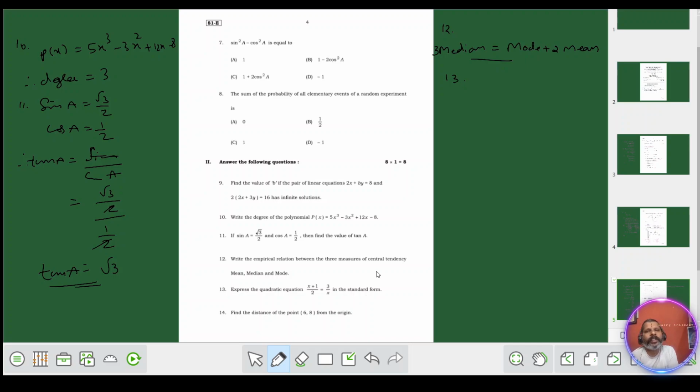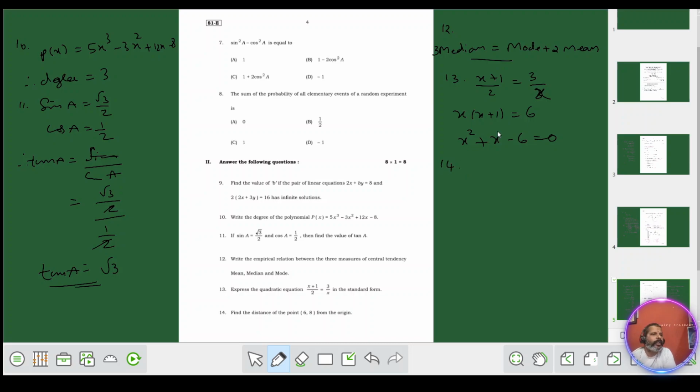Express the quadratic form in the standard form. It is also simple. Just cross multiply and rearrange. (x plus 1) by 2 equal to 3 by x. Cross multiplying, you get x of (x plus 1) is equal to 3 into 2, it is 6. So x square plus x minus 6 equal to 0. This is the standard form, because standard form is ax square plus bx plus c. Let's move to the next question.